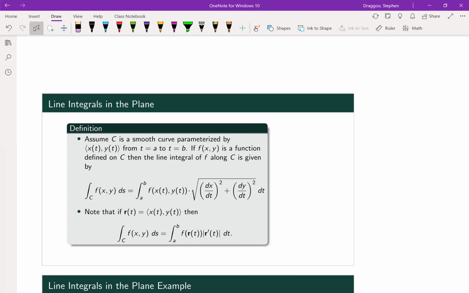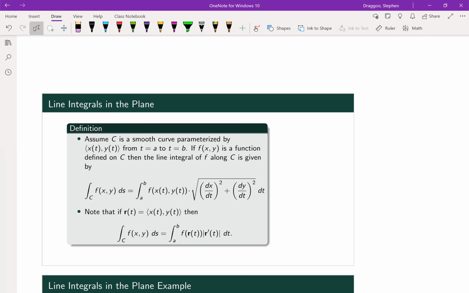And we get exactly what we had earlier, where the line integral of f of x and y ds is equal to the standard Calc 1 linear integral, again, going from a to b of f of x of t and of y of t, switching over to their parametric expressions, times our replacement for ds, which is that square root of dx squared plus dy squared, all multiplied by dt.